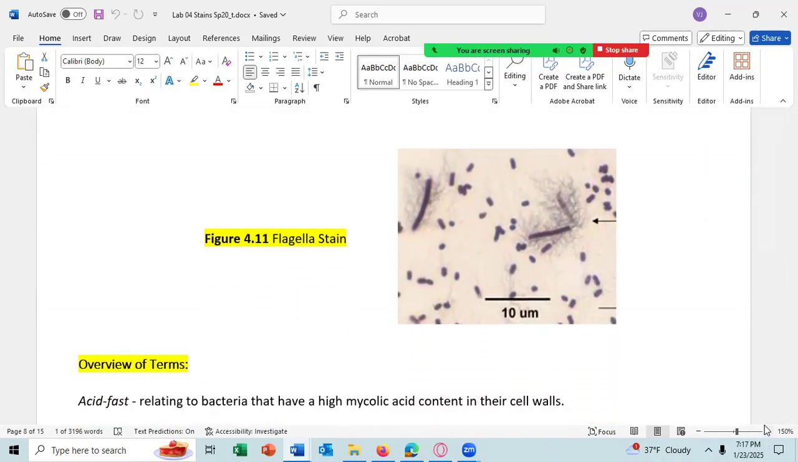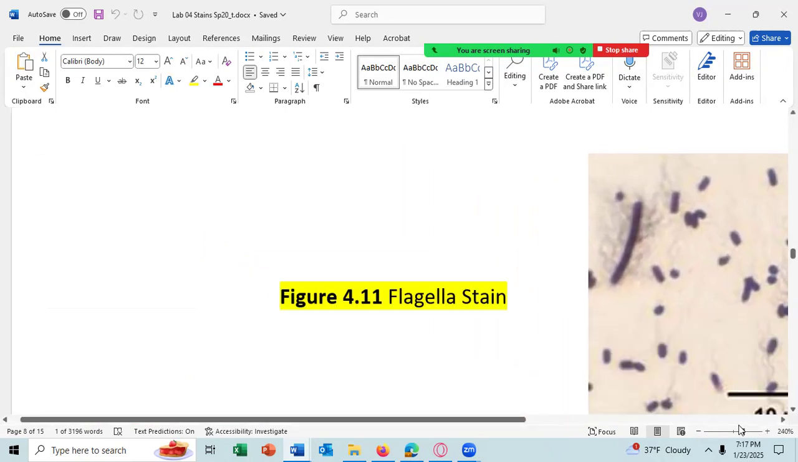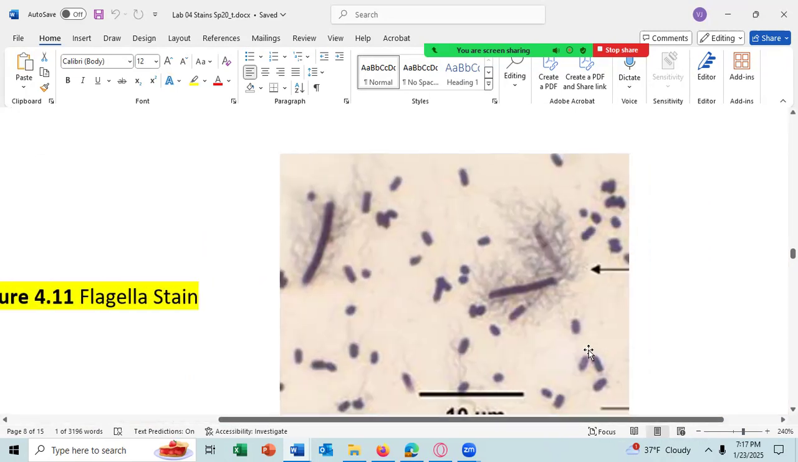Flagella stain. Let me blow that up as much as I can. What do you notice about some of these cells compared to other cells? Like what's different between this cell and that cell, or this cell and that cell? The number of flagella surrounding the cell or just on one end of the cell. Yeah, the arrangement and number of flagella are the differences. So this is all cells of one species.